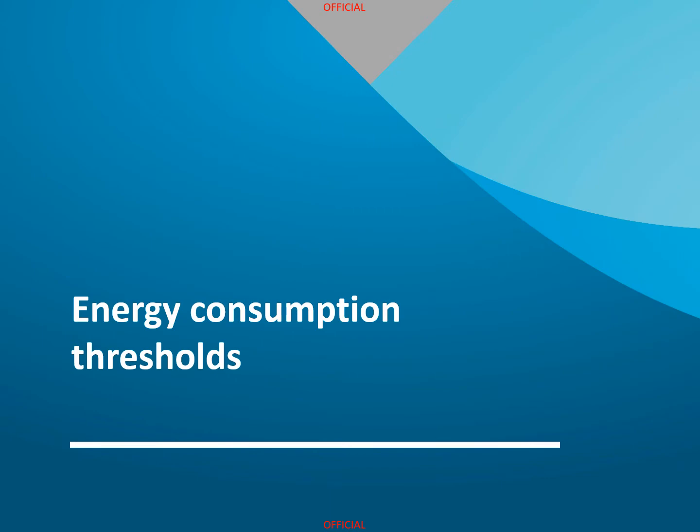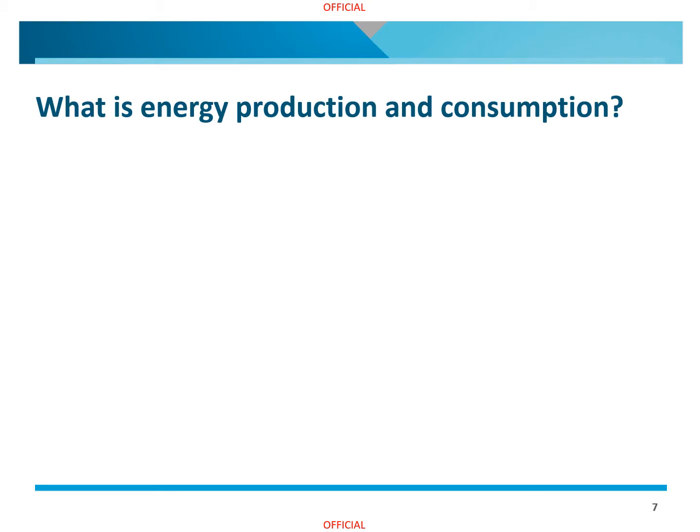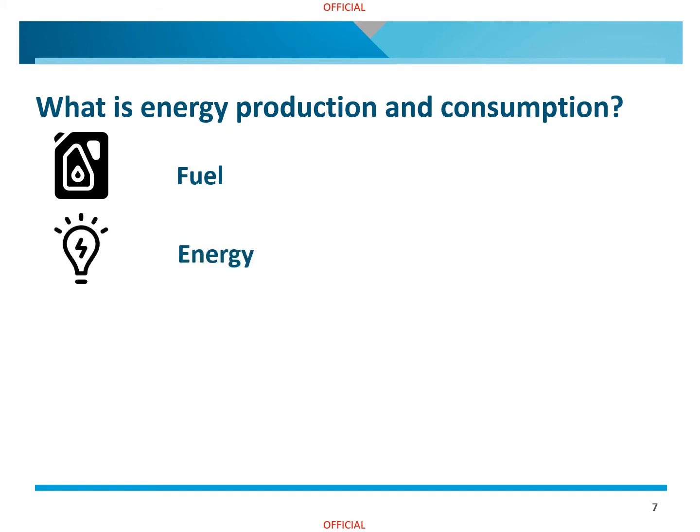In the second part of this video, we will cover the consumption thresholds. What is energy production and consumption? NGER legislation defines the following terms. Fuel means a substance mentioned at items 1 to 57 in Schedule 1 of the regulations. Energy includes the fuels and other energy commodities listed in Schedule 1 of the regulations. Production of energy is defined in Regulation 2.25.